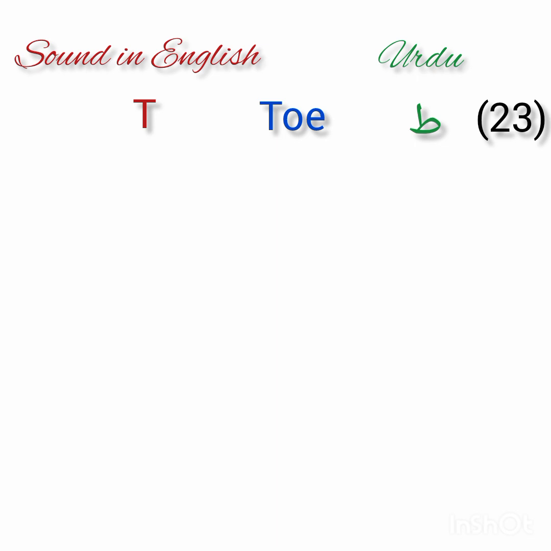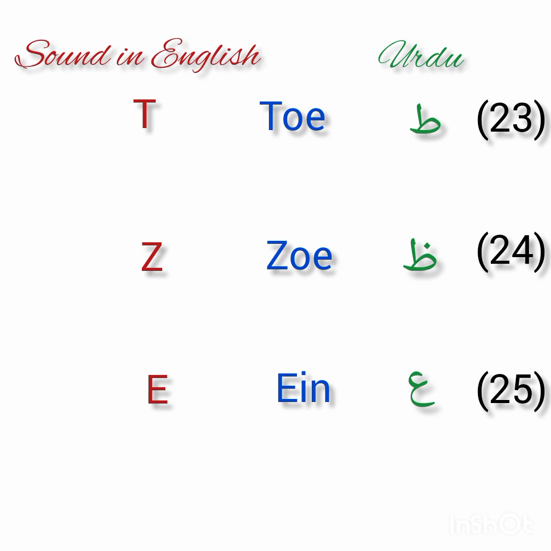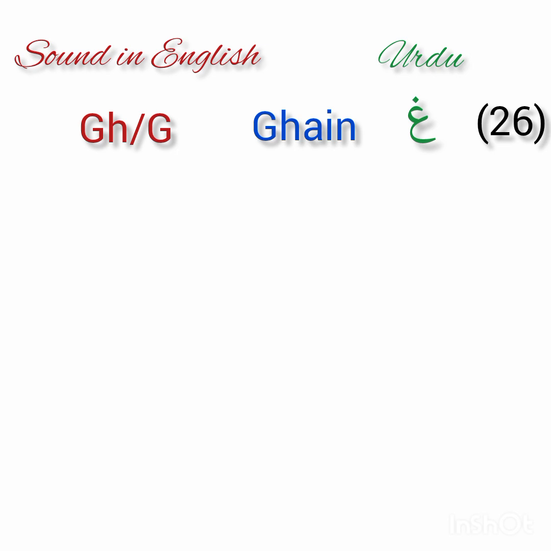Toe. It sounds in English T. Zoe. It sounds in English Z. And it sounds in English E. Ran. It sounds in English G plus G. Fe. It sounds in English F.